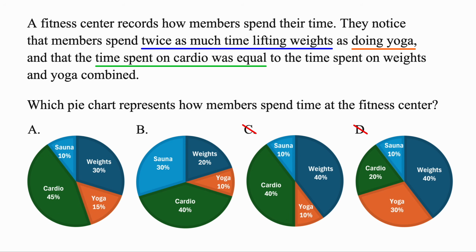The next part's a mouthful. That the time spent on cardio is equal to the time spent on weights and yoga combined. In other words, if we combine weights and yoga, add those together, that should equal the cardio amount. For the first one, cardio is 45%. Is that going to be weights and yoga combined? Well, it is, because 30 plus 15 does give us 45. So this is the correct one, because the next one, weights and yoga, those combine to 30, which doesn't equal the cardio there. So B, that's right out, and A, that's the winner.